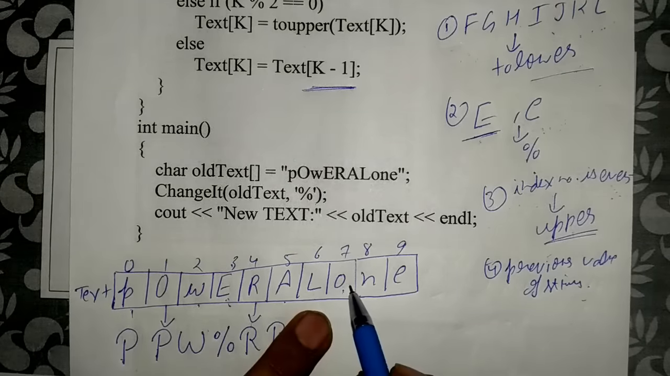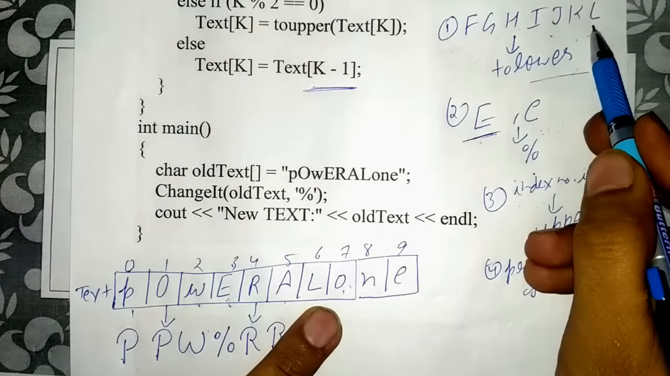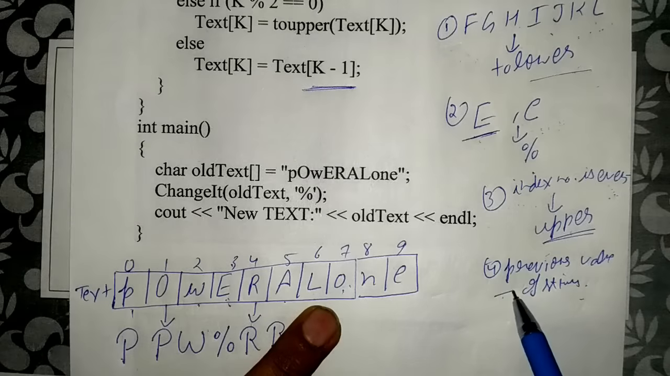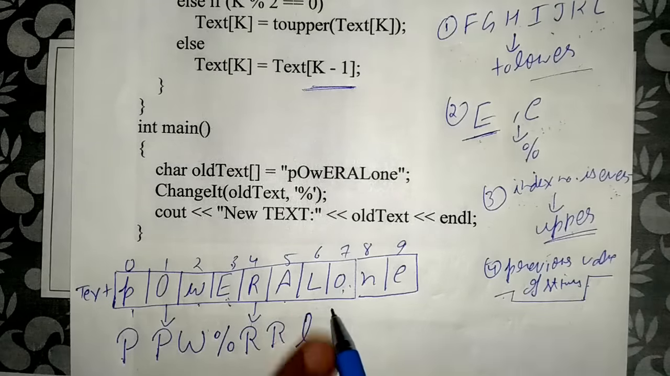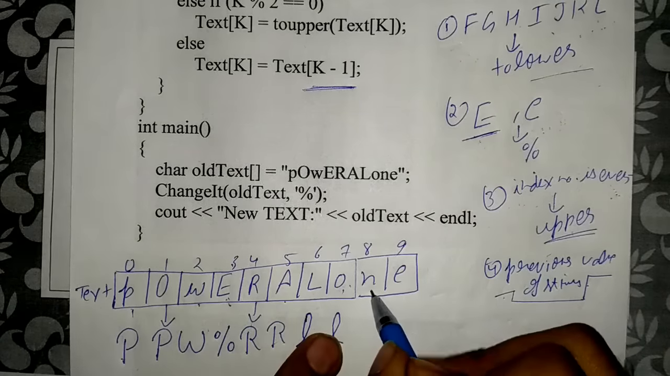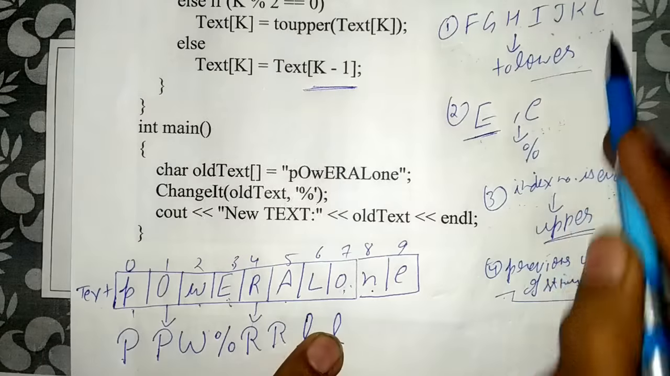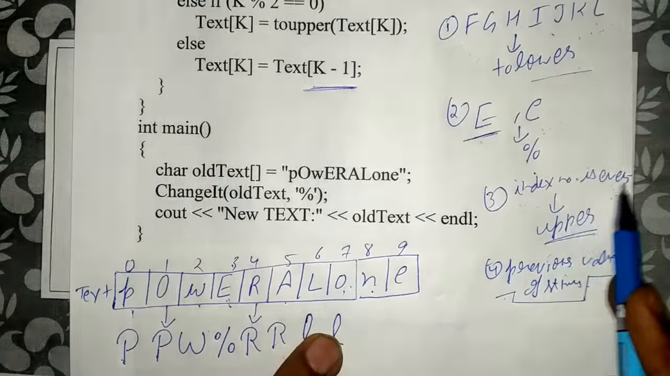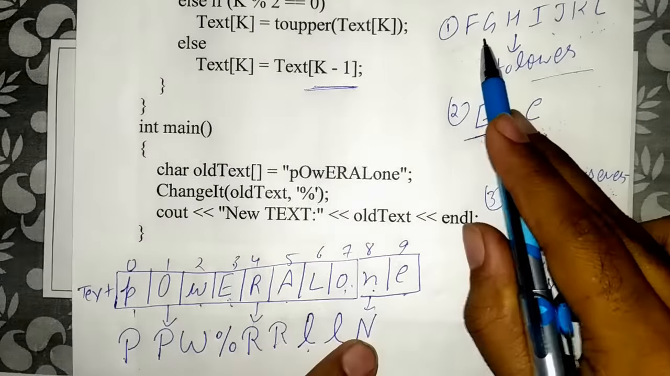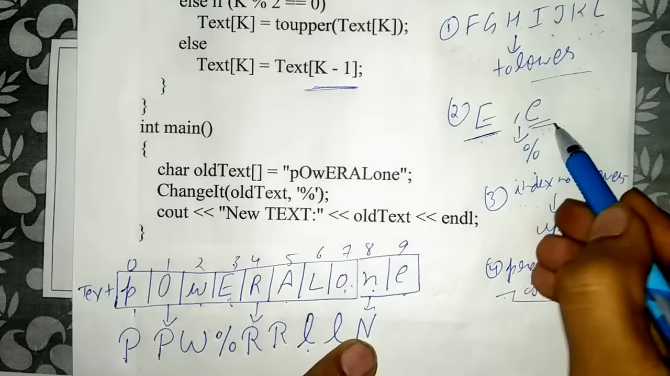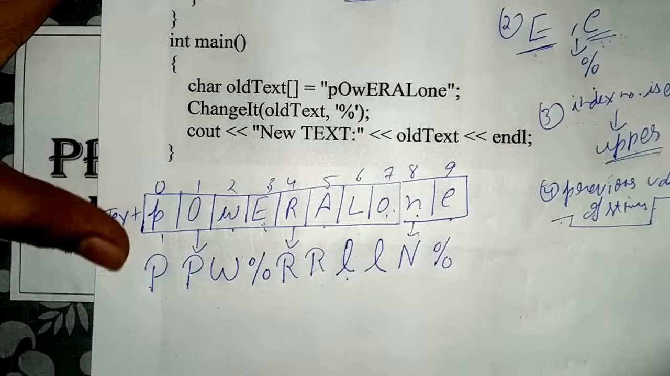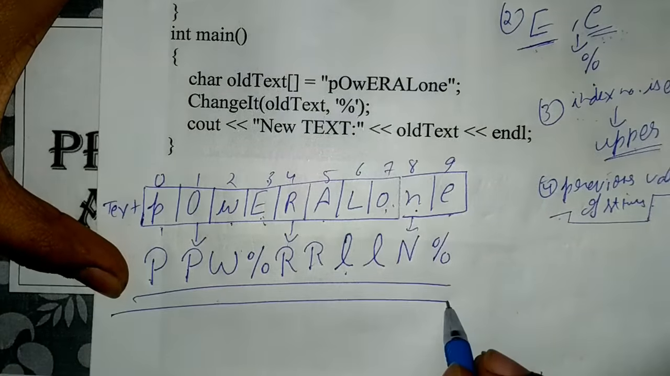Next, small o. Doesn't lie in the first condition, not in the second condition. Index number is not even. That means the else case, previous value of the string, and that is small l. Next case, n. Not in the first condition, not in the second condition, but index number is even. That means we will convert it into uppercase. Last, not in the first condition, but it's small e, which lies in the second condition. That means we will place percentage. So it will be our answer.